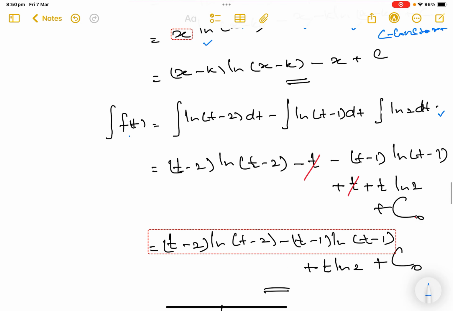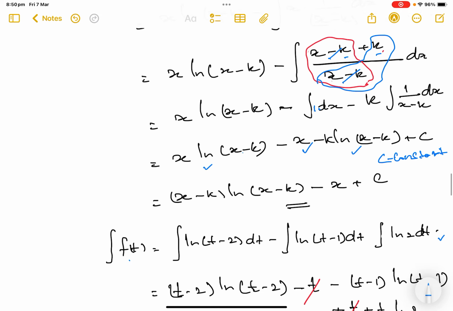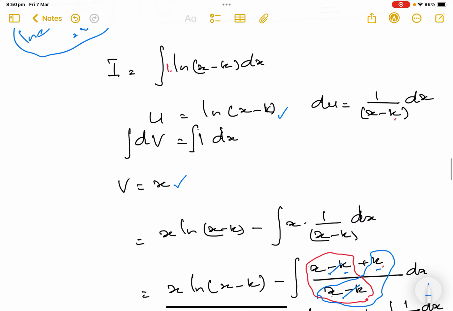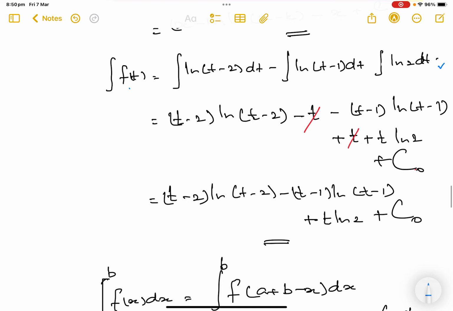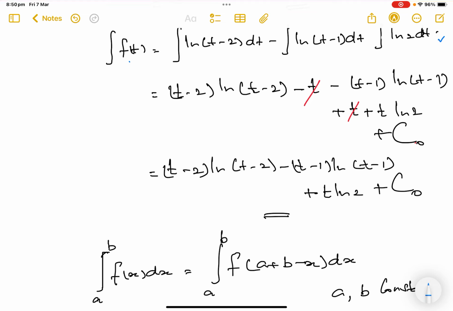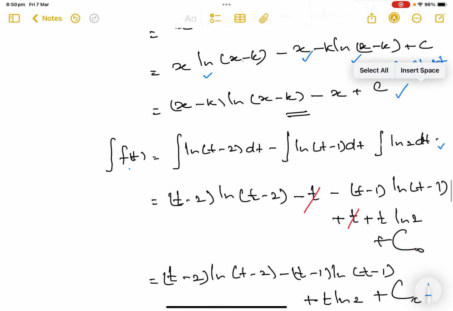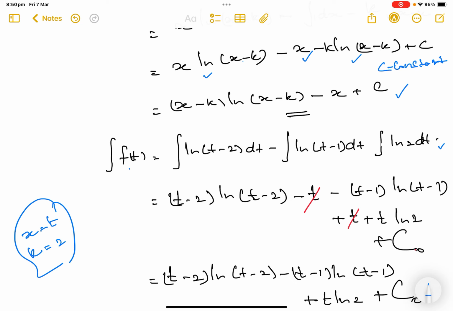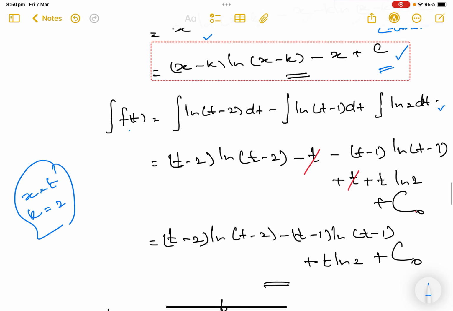Then integrate. So simply, there's ln, we have done it. There's this type of thing, we have done it here, integrating by parts. That's already done. So this is the answer we got. So therefore, for the first part, x here is t, so x equals t, and k equals 2. So simply, we can use this result to integrate the first one.